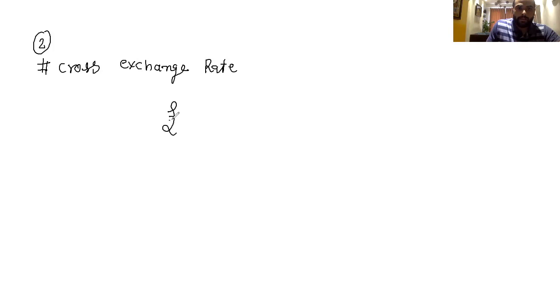Cross exchange rate, number two. Under cross exchange rate, normally what we do when both currencies are non-USD. Neither of the currencies is a USD. So what we're going to do, we will use USD to euro, all right? So first of all, we convert one currency into USD and then USD to euro. But we do this one as the American terms.